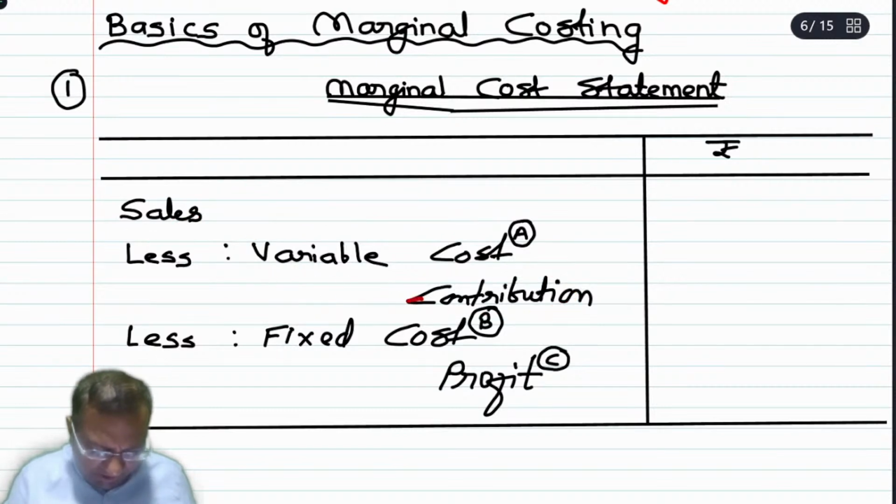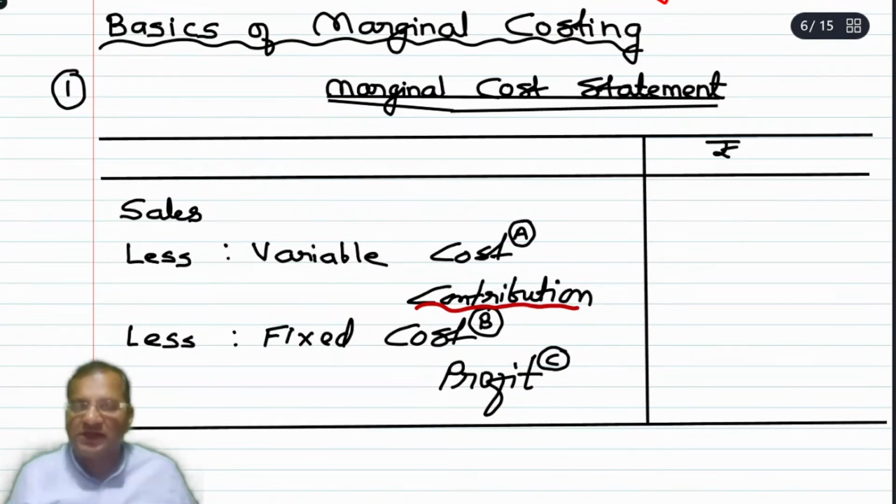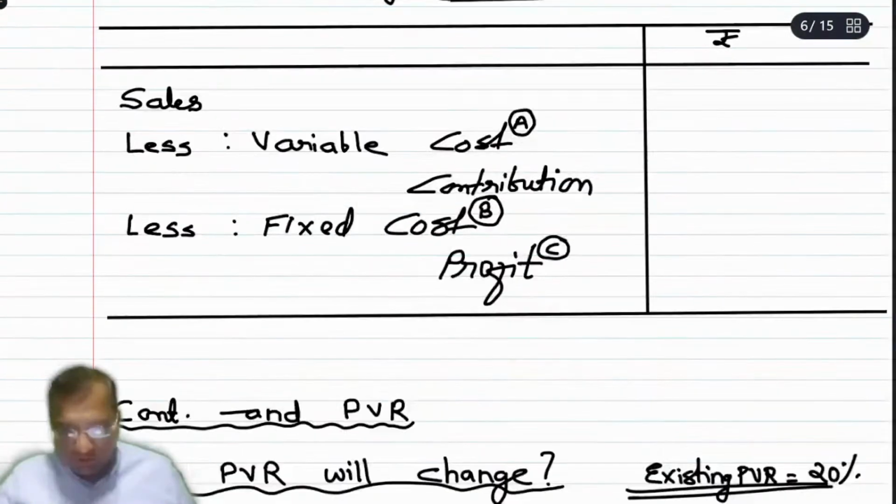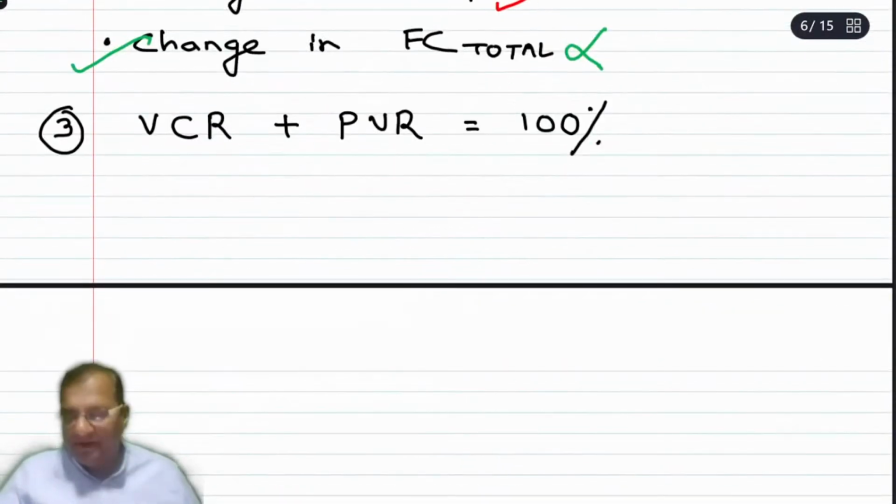If we add these two in reverse, that will be the sale. So variable cost in percentage is nothing but the variable cost ratio, and the remainder is the PVR. Right? Write this in the next line, beta.